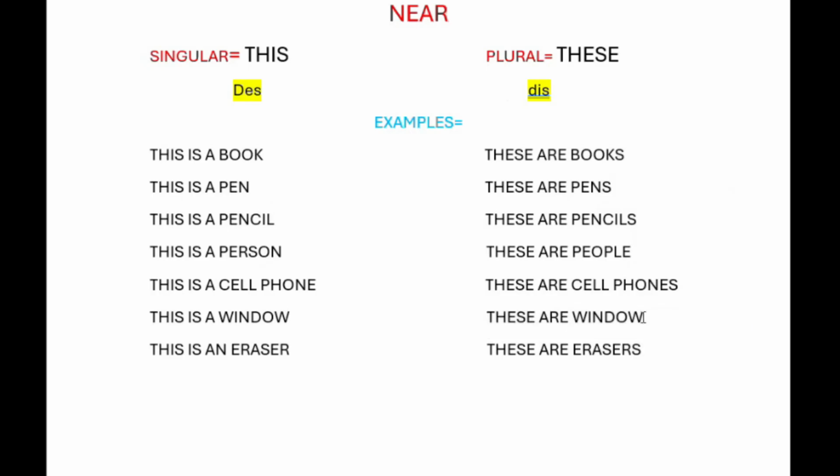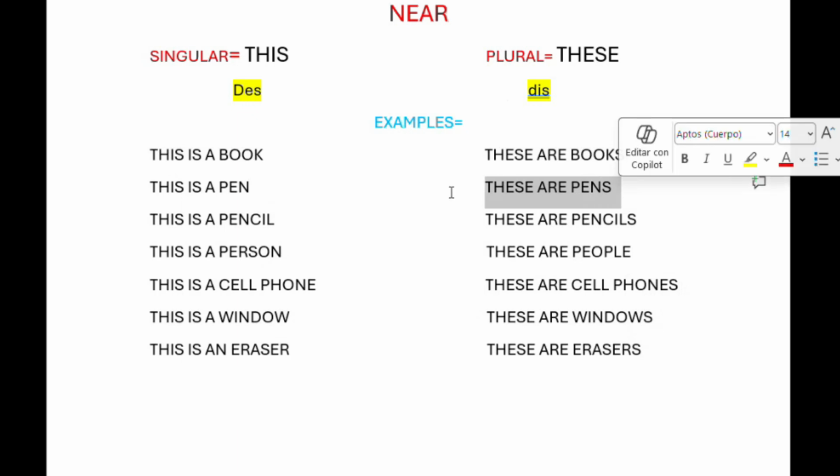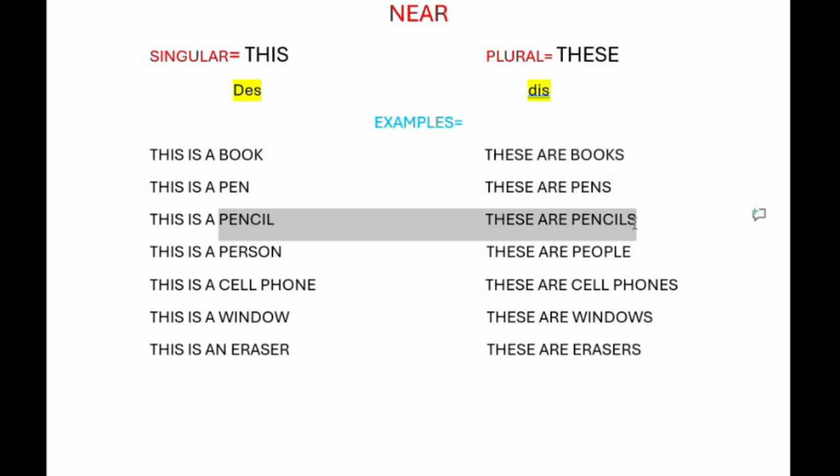Oh, here we need to add an S. Oh my gosh. So teachers are not perfect, right? Remember the S at the end. These are erasers. In this case, it is the plural of this one, and so on, okay?